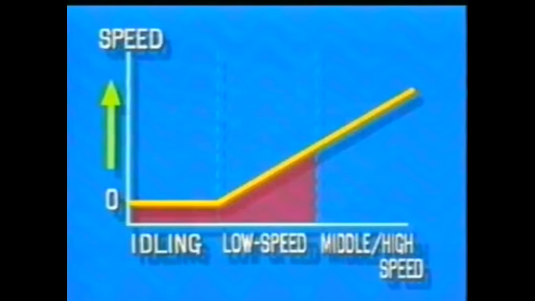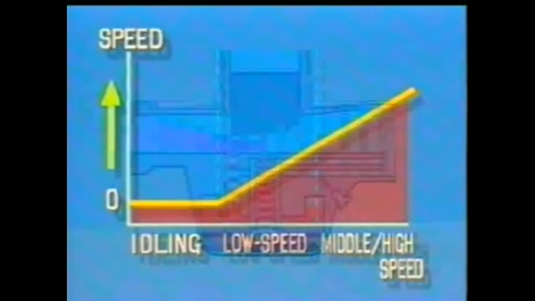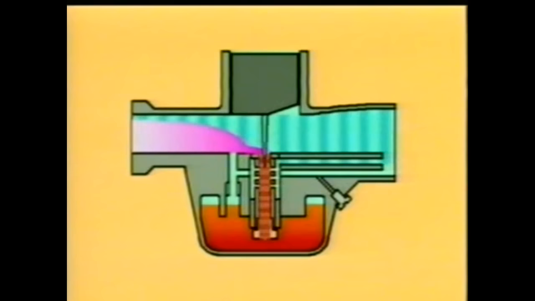If the throttle grip is turned further, we reach the middle and high speed ranges, and the throttle valve is pulled upwards even further. The negative pressure near the pilot outlet drops, so less fuel comes from the pilot system. More fuel comes from the main system, however, and more air from the main board, so that a large volume of fuel-air mixture reaches the engine, boosting the power.